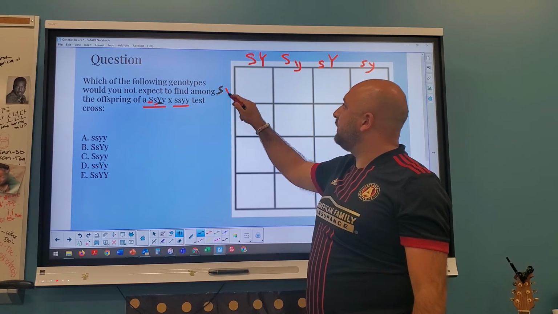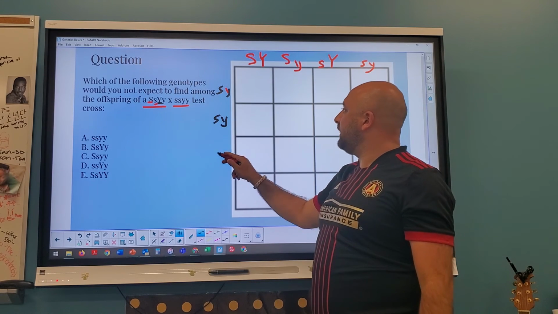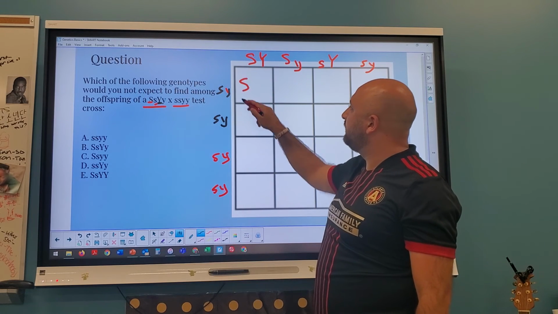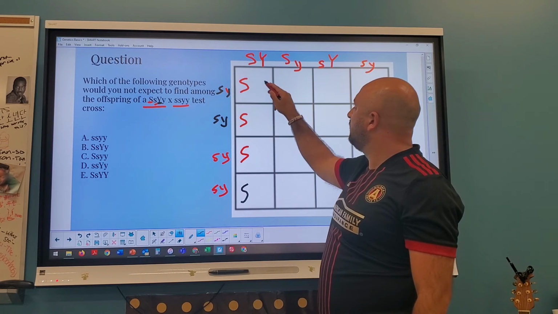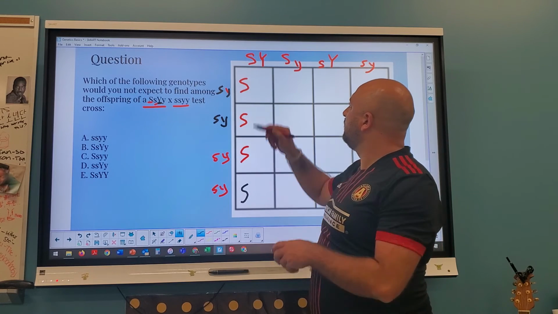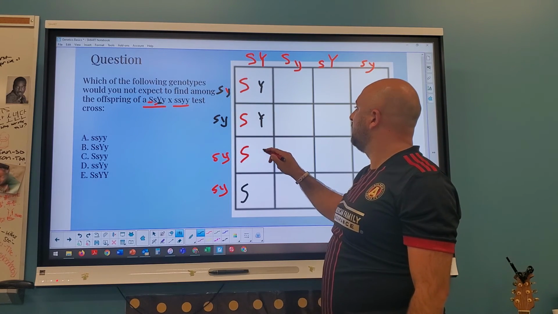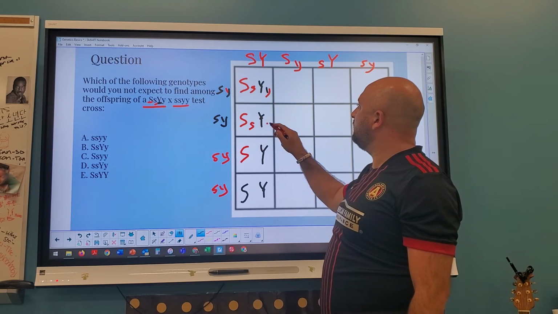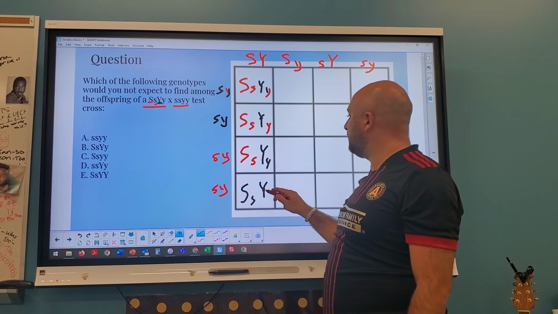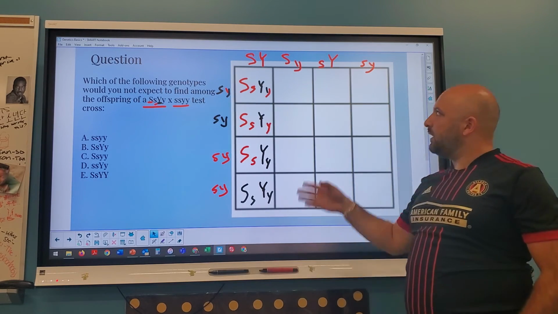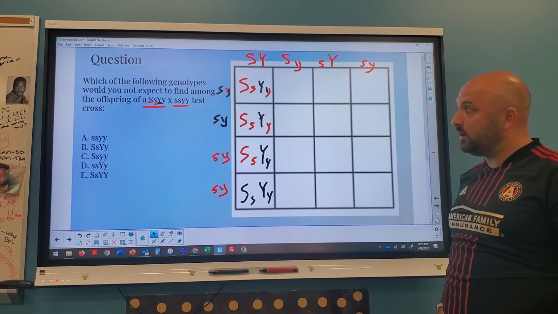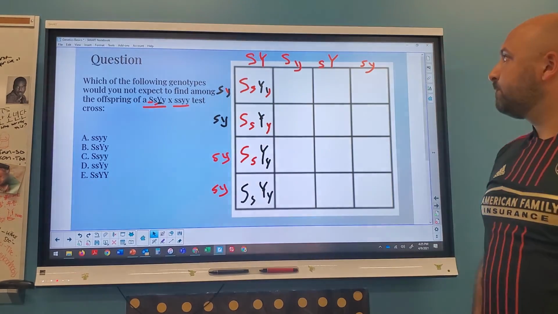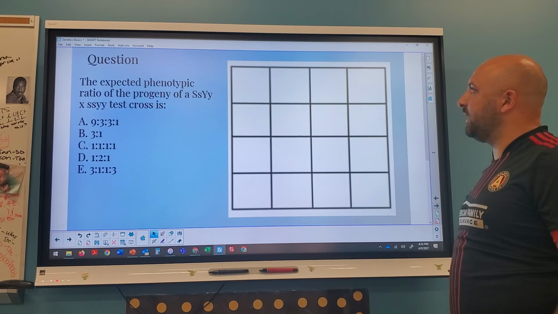But all of these are little. So little s, little y, little s, little y, little s, little y, little s, little y. And then I just pair them up. And then little, little, little, little, little, little, little, little. Okay? And I do that for all the rest of them and pair them up. And if you look and see, you will never find one like E in that big list. Okay? And so that's how you do those big old giant dihybrid crosses.